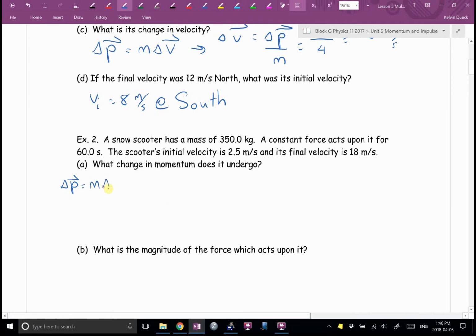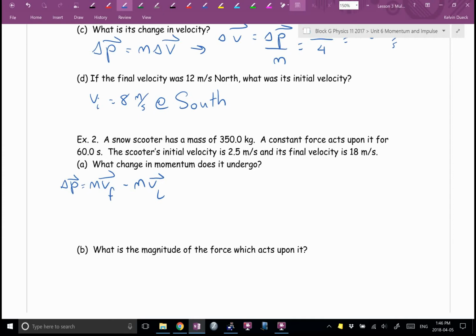You looked at me a little stunned there, Chantel. On your sheet, it says that. What's change in anything? Final minus initial. So I'm going to say M times change in velocity. That's going to be MV final minus MV initial. Can I do that? Okay. How do I know that? First of all, I noticed they gave me a final and initial velocity. And what are they asking me to find in part B?